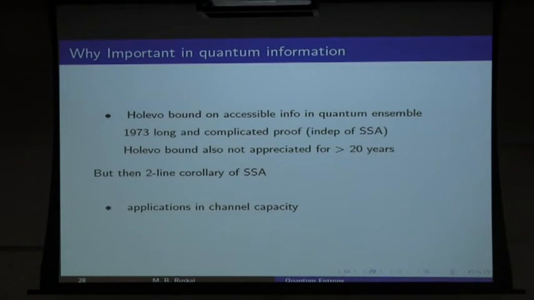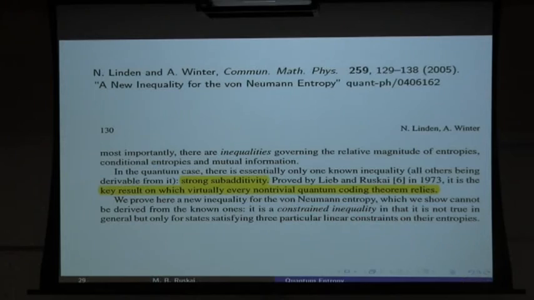And then when people appreciated it, they realized that it could be done as a two-line corollary of strong subadditivity, although that by no means diminishes his work, and in quantum information theory, he's done tremendous work. There are lots of applications in channel capacity, and I find it very gratifying to actually have a paper, and this is not a paper by me, which says that strong subadditivity is the key result on which there are uses for this. It just took a long time to discover them.